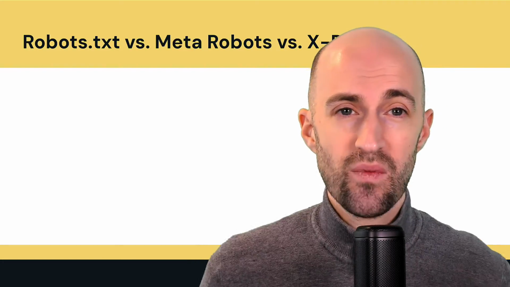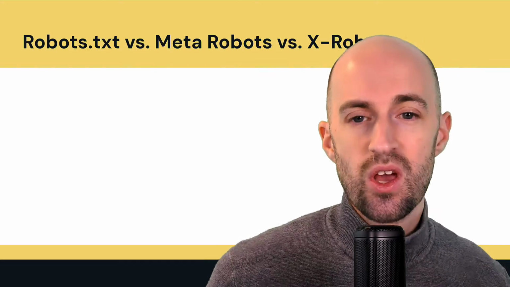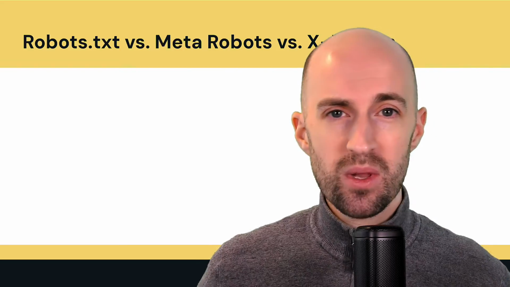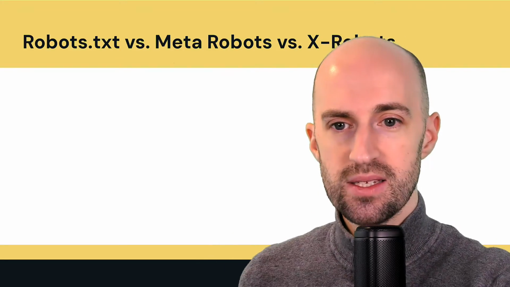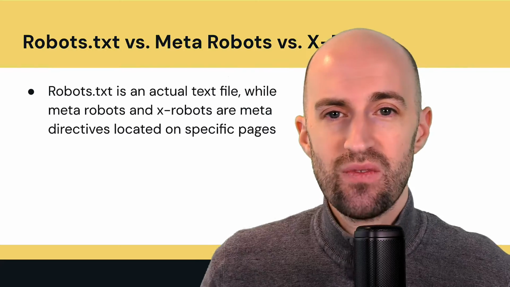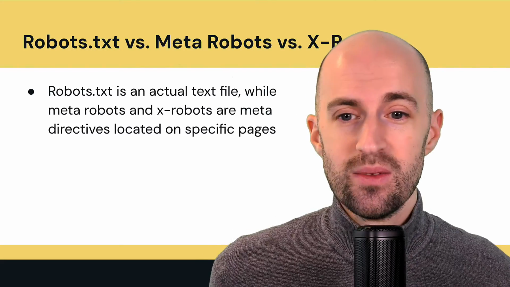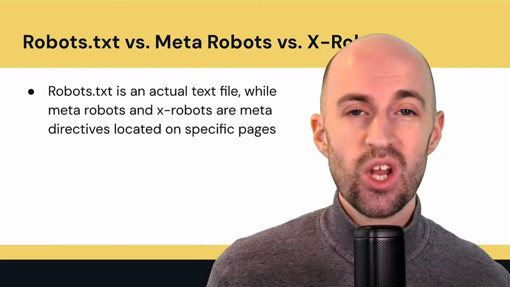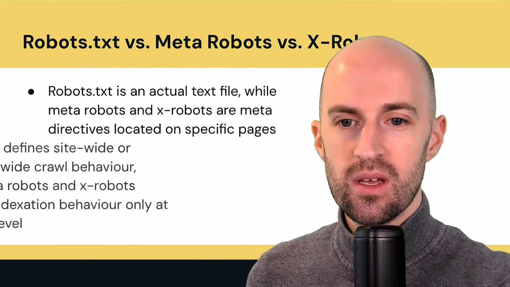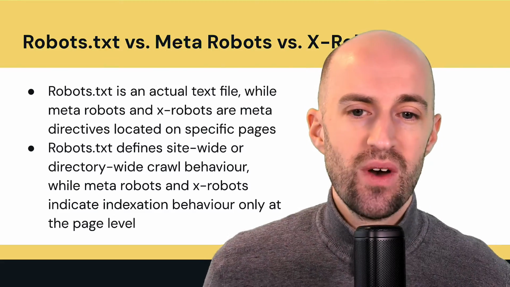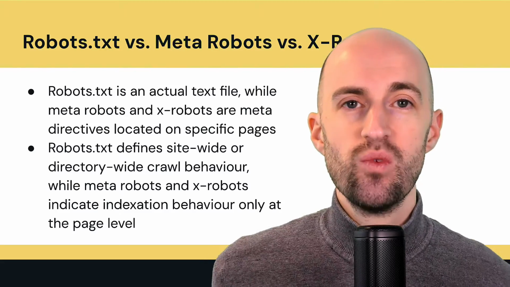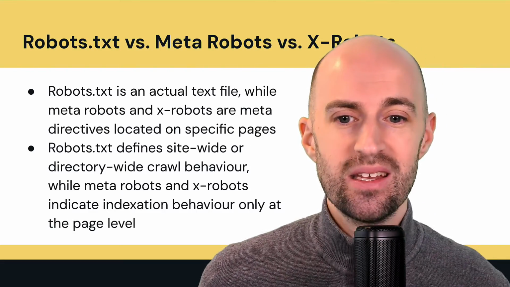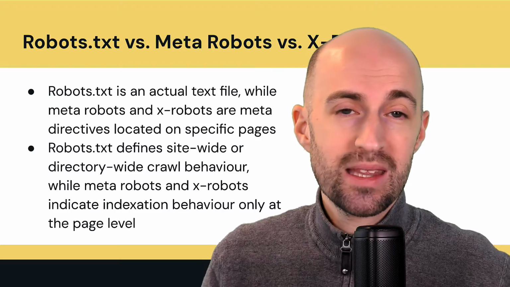Now let's talk about the difference between robots.txt versus meta robots versus X robots. They're all similar, but they have slightly different functionalities. The robots.txt file is an actual text file, while meta robots and X robots are meta directives located on specific pages. Robots.txt defines site-wide or directory-wide crawl behavior, while meta robots and X robots indicate indexation behavior only at the page level.